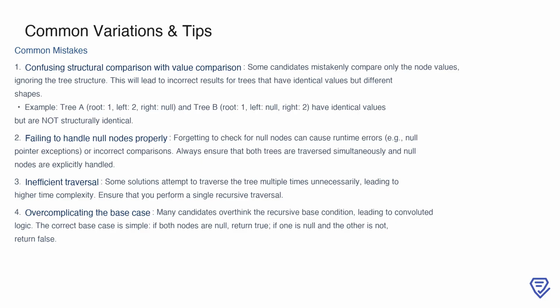Inefficient tree traversal is another pitfall. Some solutions traverse the same parts of the tree multiple times unnecessarily, which increases time complexity. Aim to traverse each node just once. Finally, overcomplicating the base case in a recursive solution is a common issue. The base case is simple: if both nodes are null, return true; if one node is null but the other is not, return false. Keeping this logic clear and straightforward is key to avoiding errors.